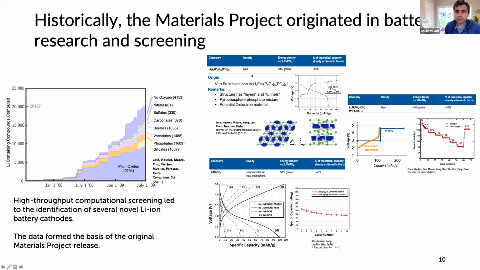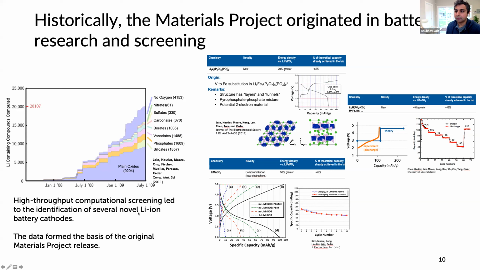Historically, the Materials Project started off in battery research. So even before we officially deployed Materials Project in the year 2011, back in the year 2008 and 2009, we were doing some research internally where we were trying to use computers to design new types of materials for lithium-ion batteries. And what we were doing was trying to screen through in the computer many tens of thousands of compositions for use as battery cathode materials. So you can see over the course of a couple of years, we screened about 20,000 different materials in the computer, different types of materials like nitrates and carbonates, et cetera.